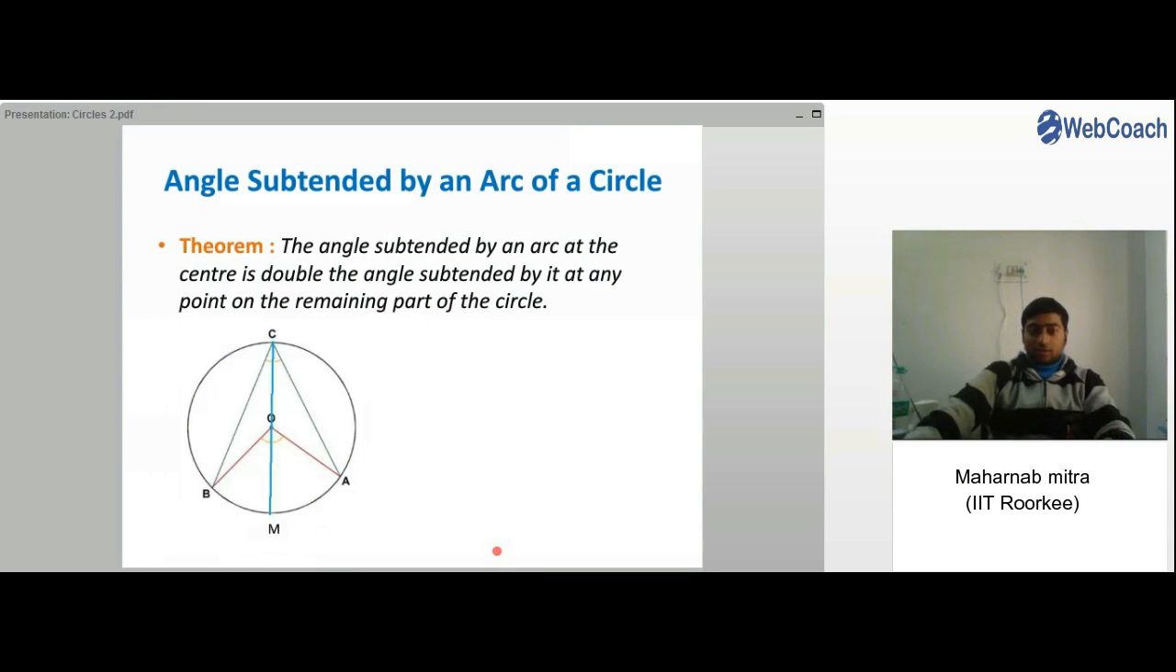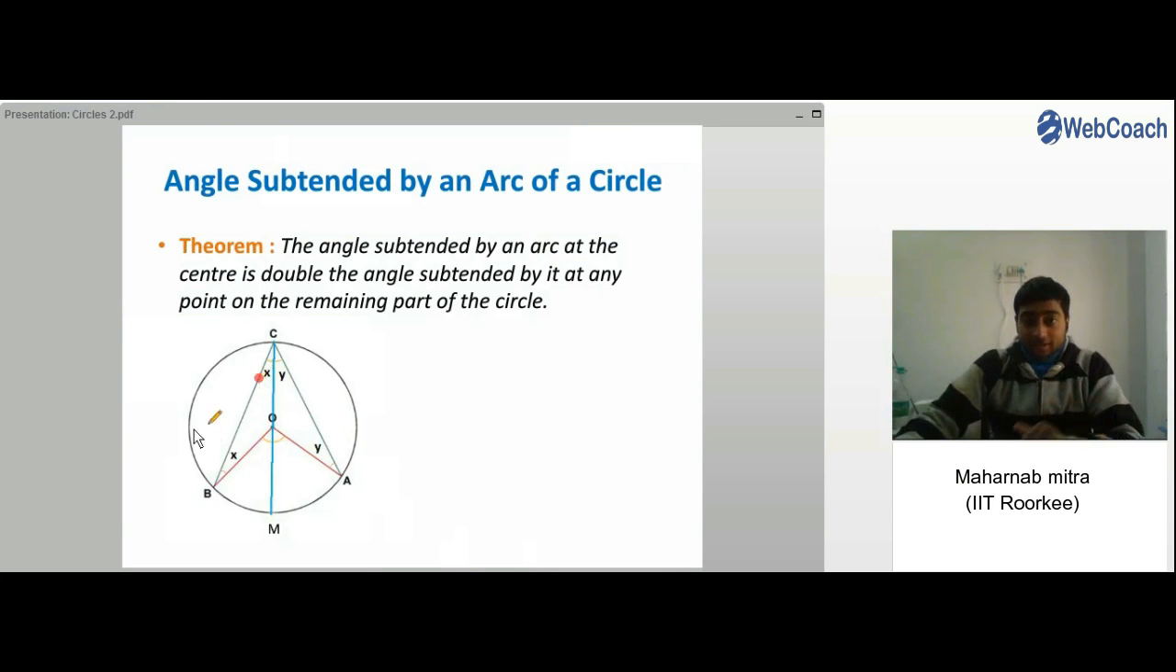So let us start by simple constructions once again. We join CO and extend it to M. COM is a straight line and M lies on the circumference of the circle, right? We have drawn a straight line joining CO and M, right? Now let us label the angles formed by the straight lines and the radius of the circle and the chords, of course. So we have labeled the angles as x and y. You can see we have labeled this angle and this angle both as x.